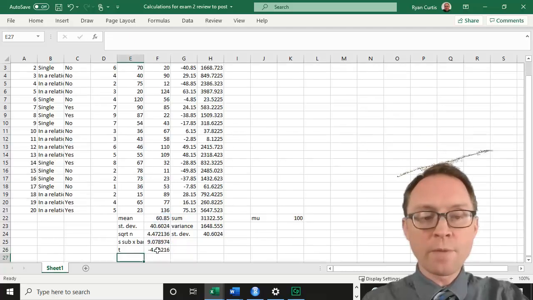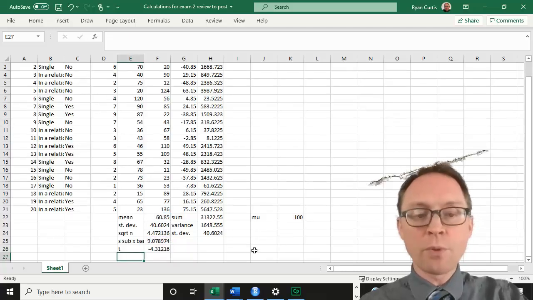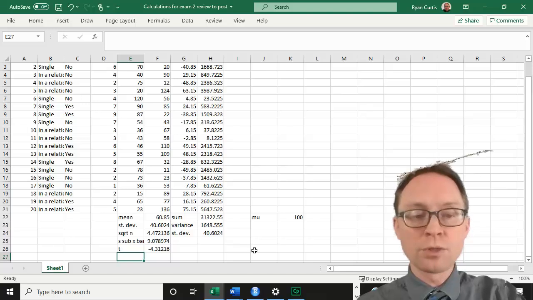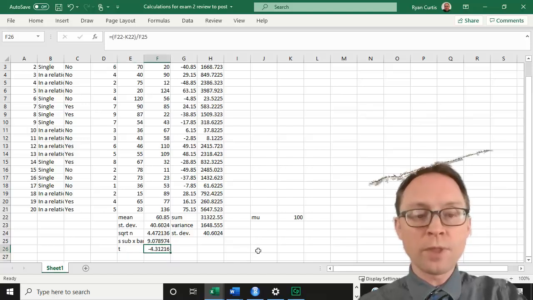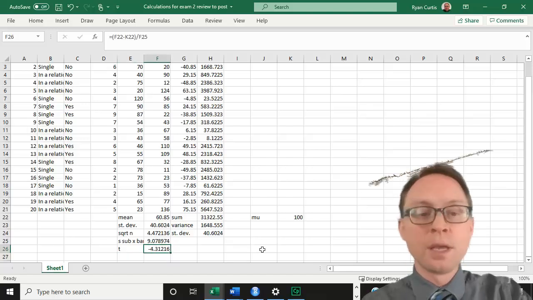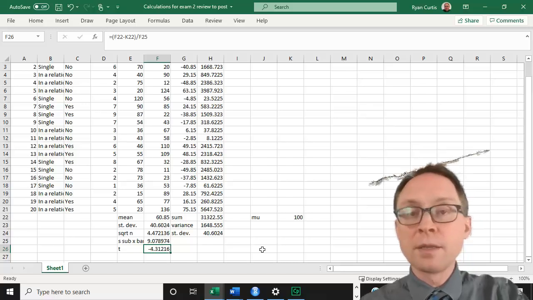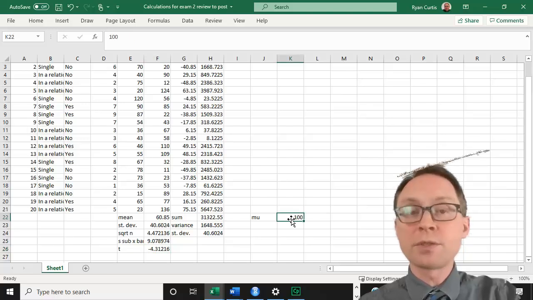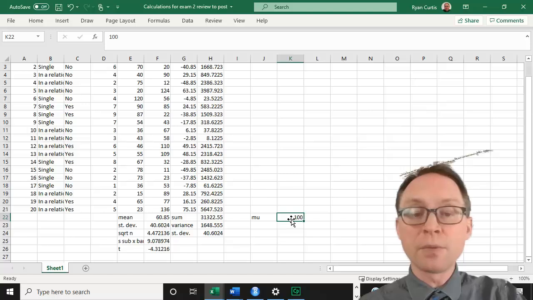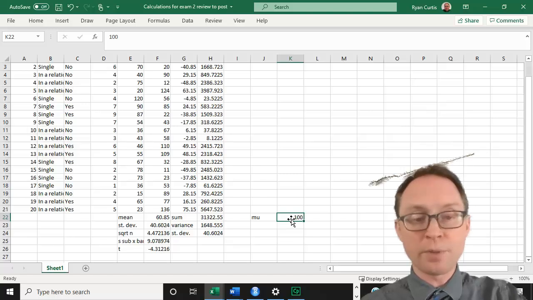When we do that, we get negative 4.31216. So the answer when we round it to 2 decimal places is negative 4.31. And remember, this is a t-test, not a z-test, because we were only given mu, which is the population's mean. We were not given the standard deviation of the population. So the answer is negative 4.312.